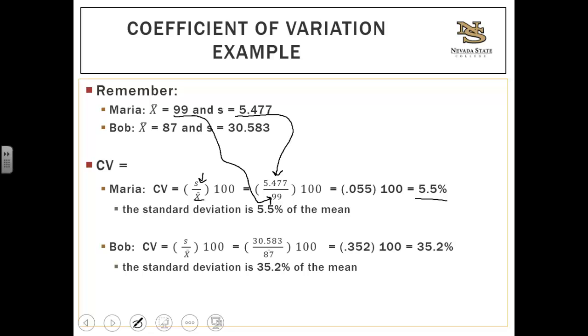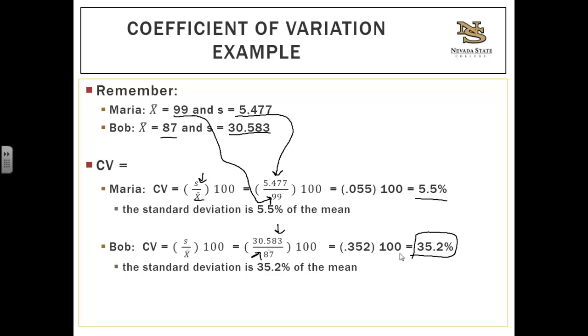Now for Bob, his standard deviation is 30.583, so that goes here. His mean is 87. Do the math there. He still looks pretty inconsistent, and his standard deviation is 35.2% of the mean. So remember, before I told you that when we calculated the two standard deviations right here, you can see that Bob's is 5.6 times higher than Maria's. Well, after controlling for the overall difference in transaction times, Bob's coefficient of variation is 6.4 times higher than Maria's. So Bob is even less consistent than Maria than what we thought based on the standard deviation.